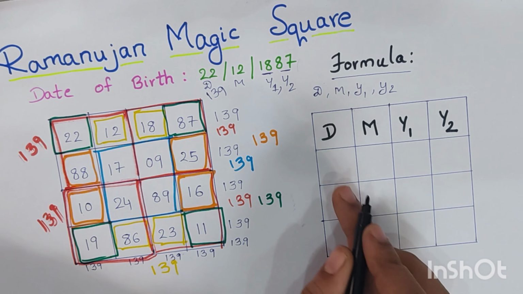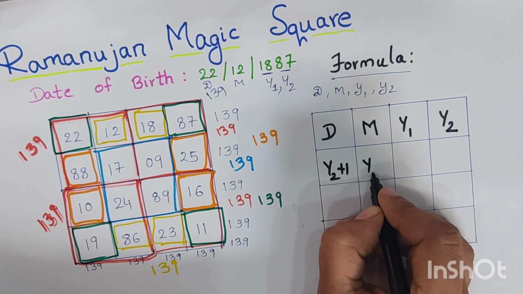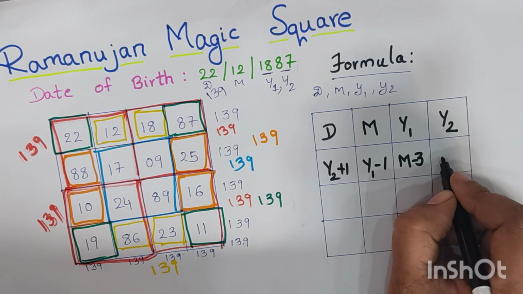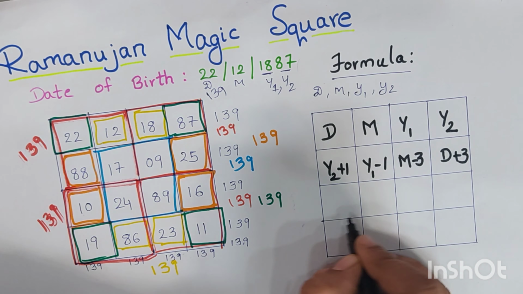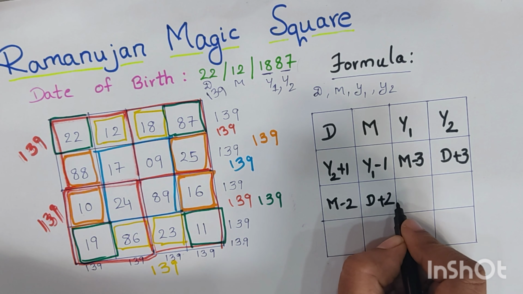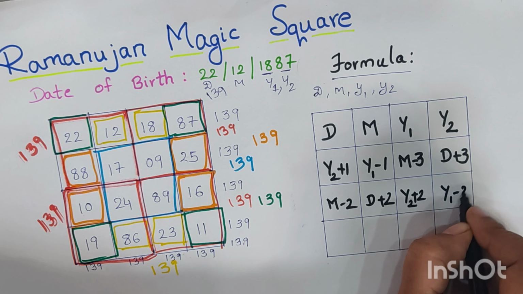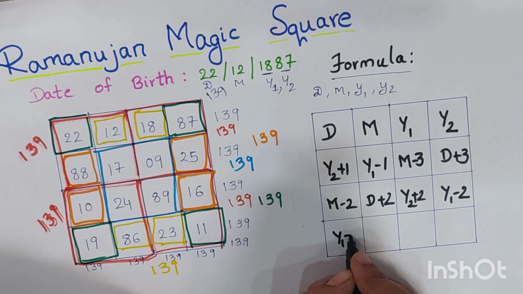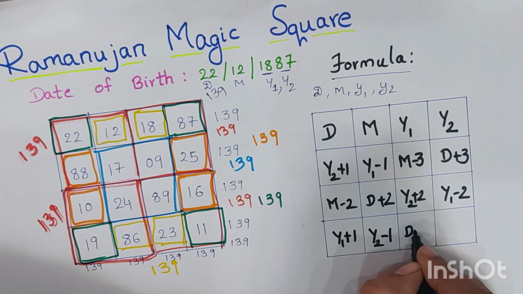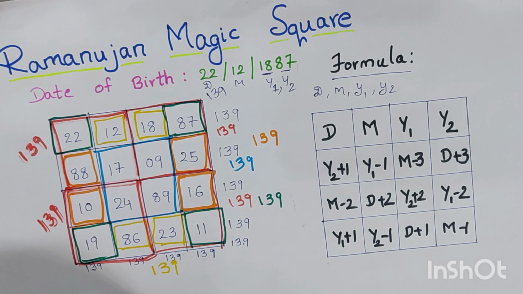First we will draw the 4 by 4 magic square. Then in the first column we write d, m, y1, y2 as usual. In the second column, y2 plus 1, y1 minus 1, m minus 3, d plus 3. In the third column, m minus 2, d plus 2, y2 plus 2, y1 minus 2. And in the fourth column, y1 plus 1, y2 minus 1, d plus 1 and m minus 1. So this is the formula.